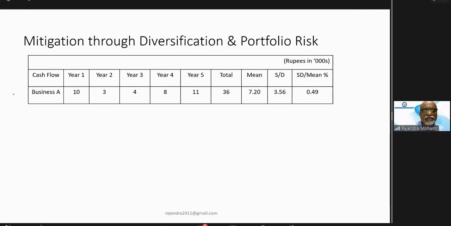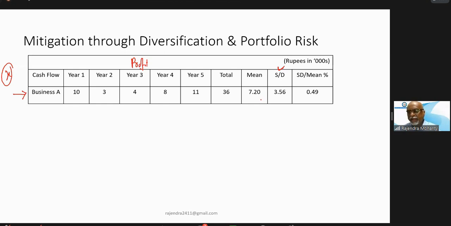Here standard deviation comes into the picture. We have to calculate the standard deviation the same way we did for volatility. Suppose Mr. X is having a business A, and these are the last 5 years' profit figures: 10, 3, 4, 8, 11. The total is 36. Now we have to calculate the standard deviation.